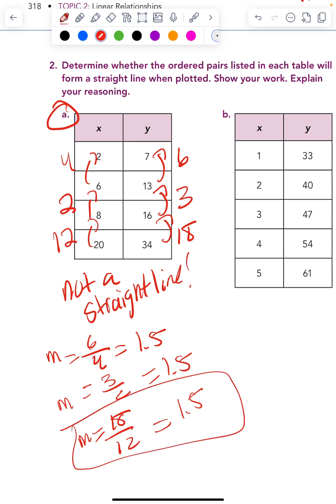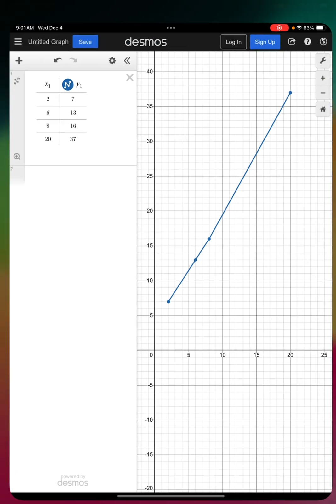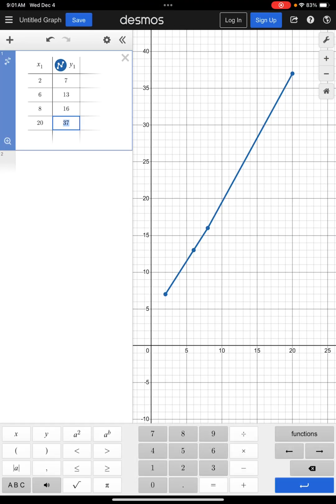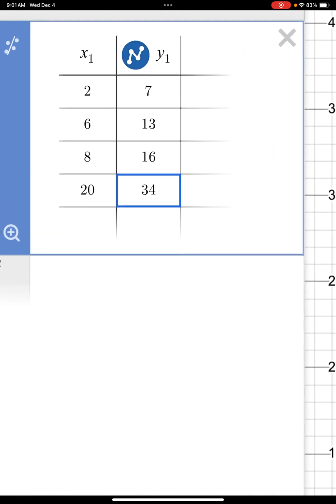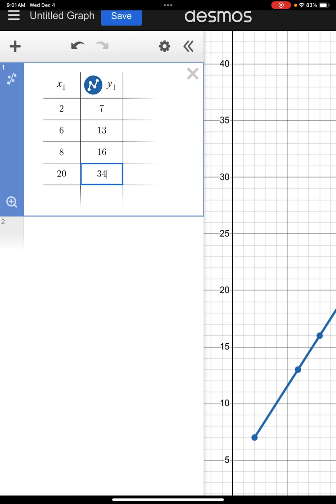So if I come on over and I know this is 1.5 and I need to double check my points, they are 20, 34. Mr. Ellis teacher problems. Now I can see it makes a straight line. So moral of the story, please make sure you double check your coordinates that you actually have.